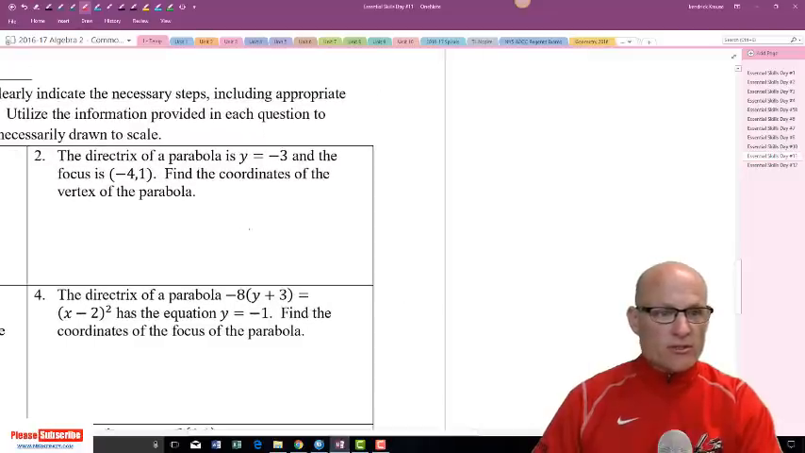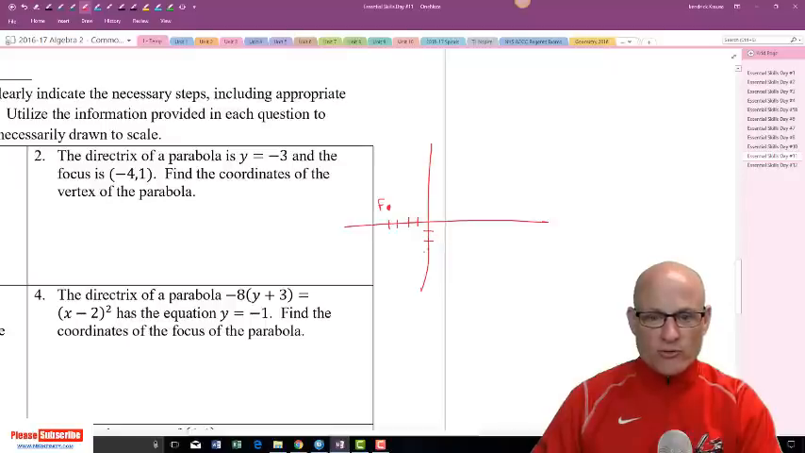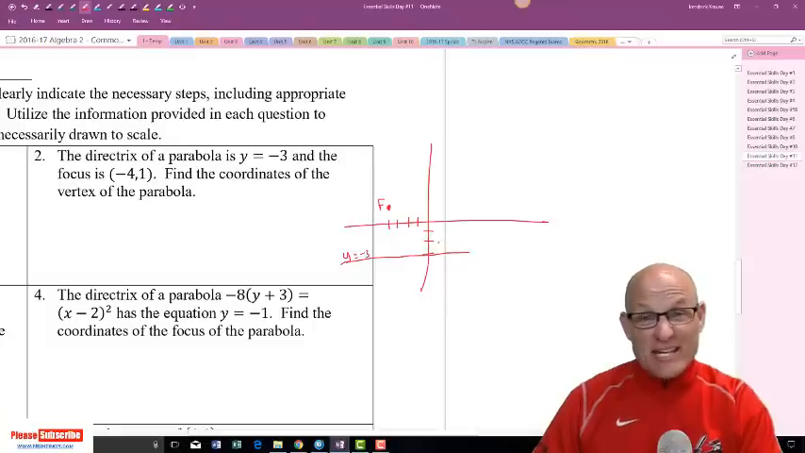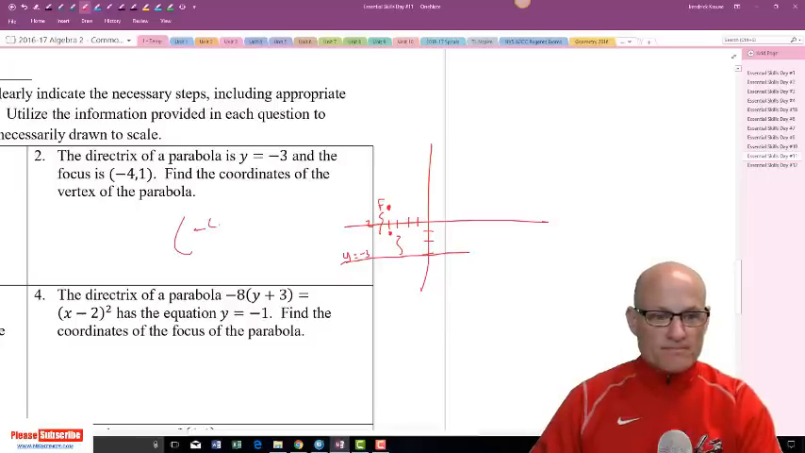I hate that question. All right. The focus is at (negative 4, 1). That's the focus. My directrix is y equals negative 3. And the vertex has to be halfway in between. So that's up 2. So down 2 or up 2. That would be at negative 4, and we're going to go down 2 to negative 1.